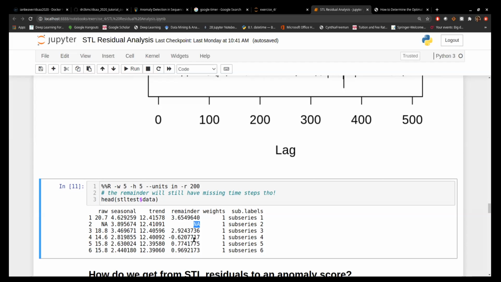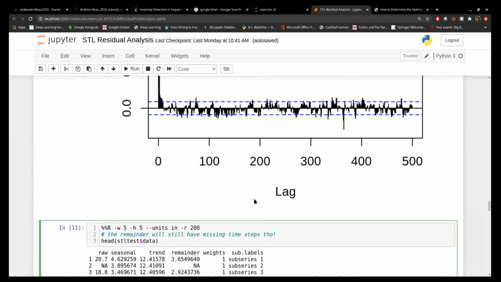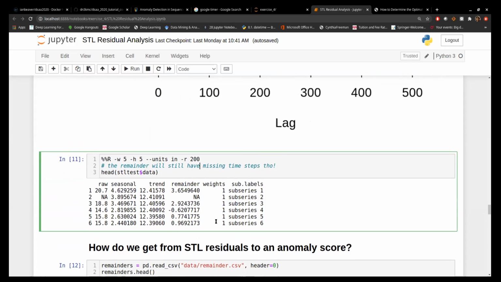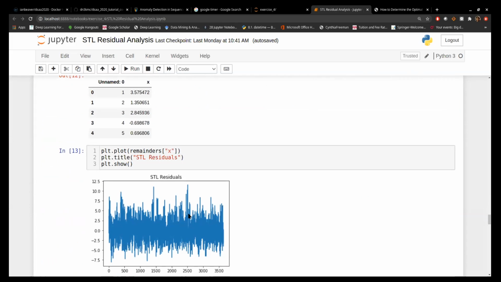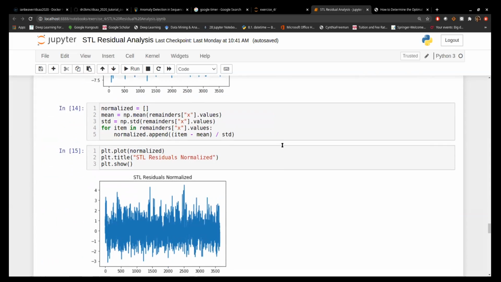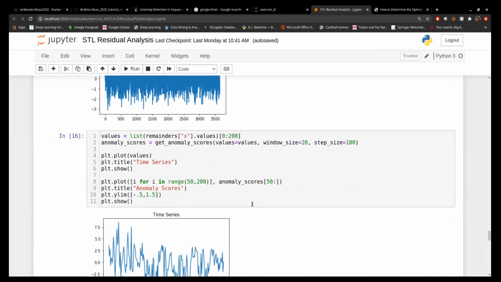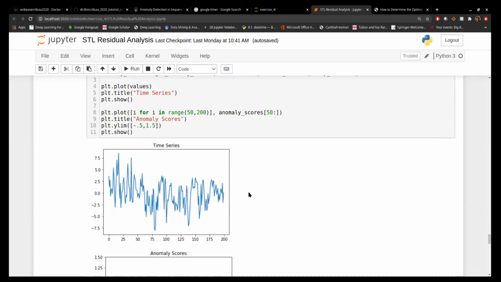So remember I wrote to CSV the remainders, not the remainders with the missing stuff, but the remainders from the first example in this notebook. I'm going to go ahead and load those and then plot them here in Python. And to get from STL residuals to a score, I'm just going to subtract the mean and divide by standard deviation as a normalization step. So here's the plot of the normalization. And I'm just going to look at the first 200 values so we can see the time series and anomaly scores better and compare them.